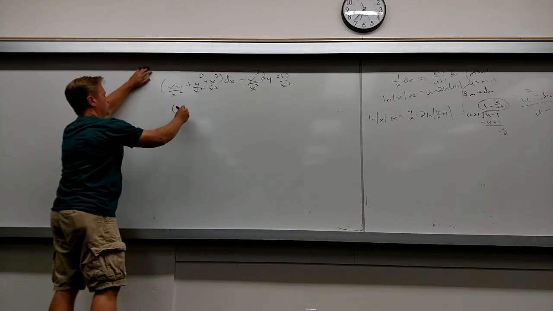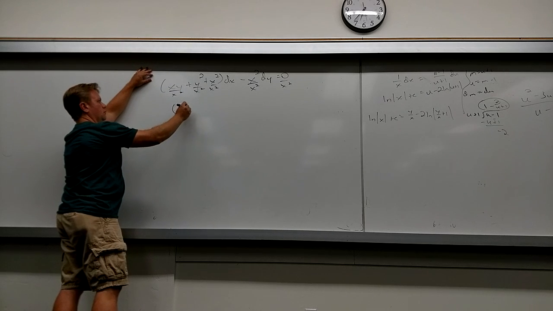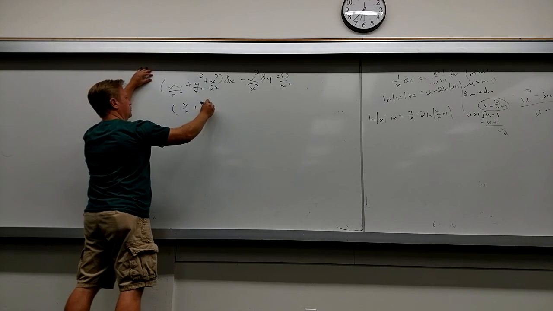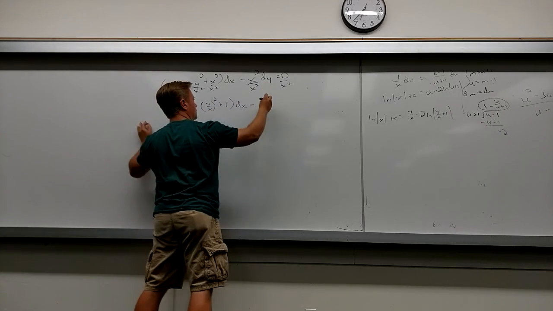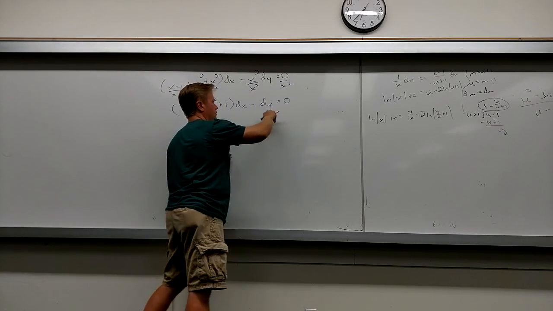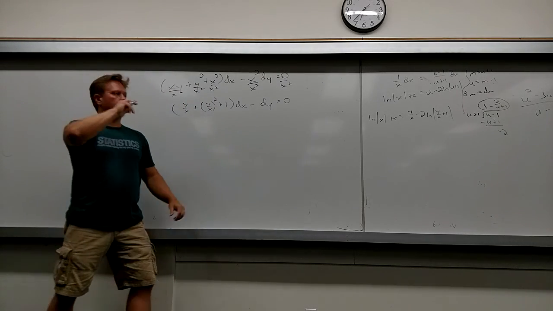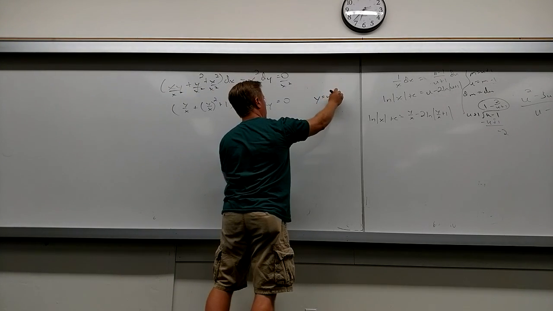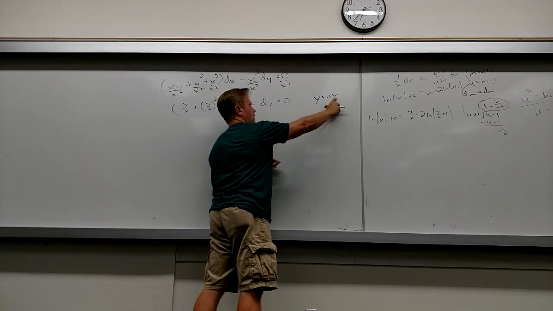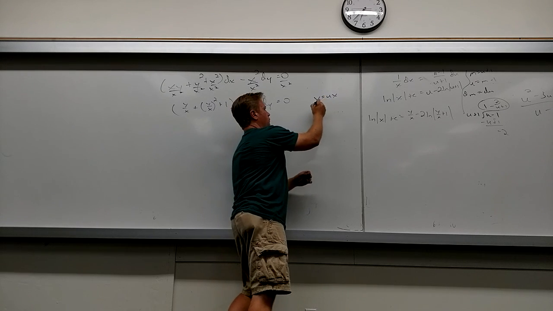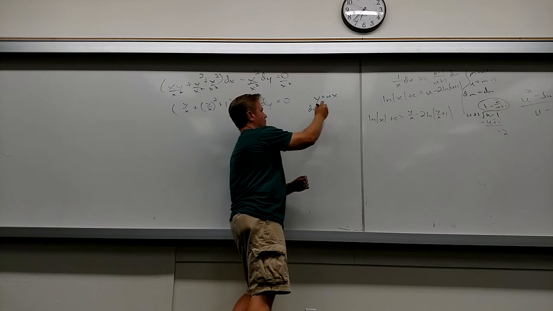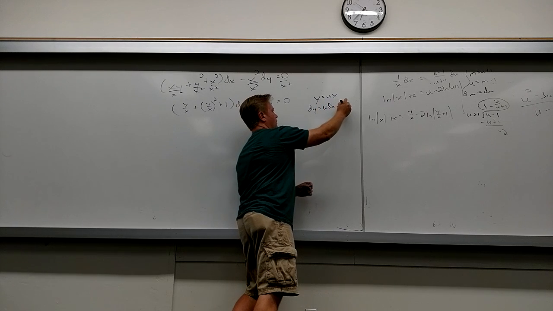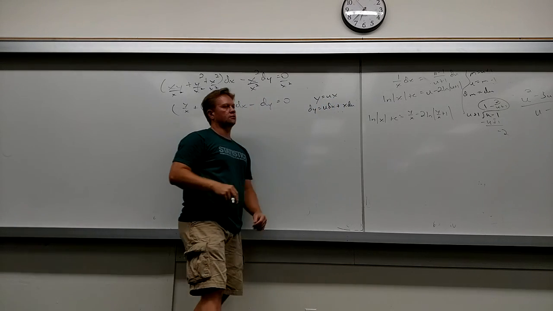So then I end up with y over x plus y over x squared plus 1 minus dy. And we used y equals ux, so then we get dy is u dx plus x du. I like it.